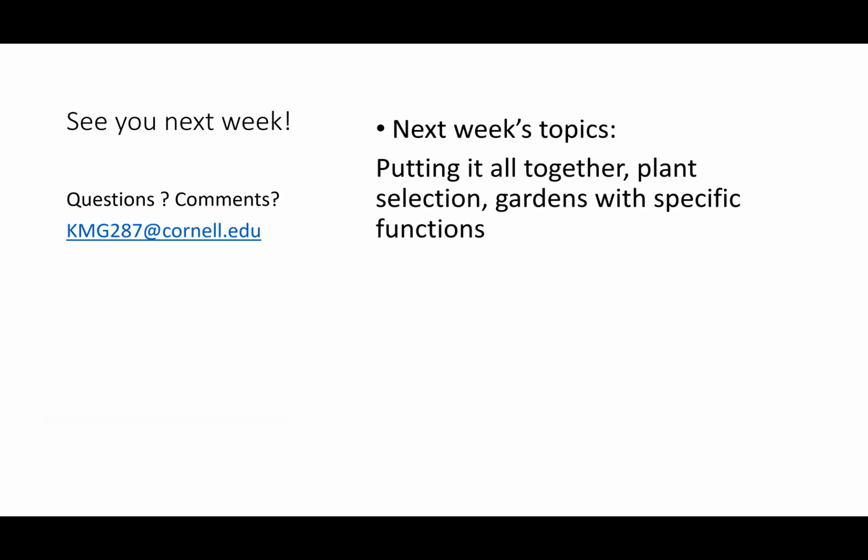Next week we're going to talk about putting it all together, plant selection, and I have a few great plant selection tools that I can share with you, from some botanical gardens and also some extensions, that you can literally just filter. Like, I have well draining soil, full shade, and I'm looking for a shrub. You put all those things in and it comes up with a list of plants that will fit in that space. So we'll take some time to play with that tool. And then I'll talk more about gardens with specific functions and how to achieve the function of a garden.